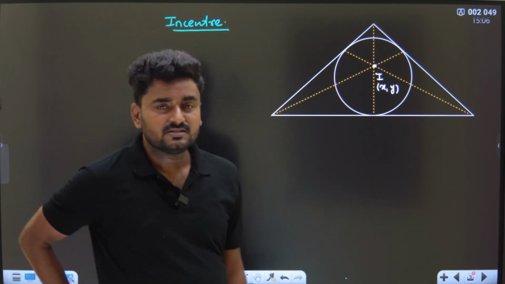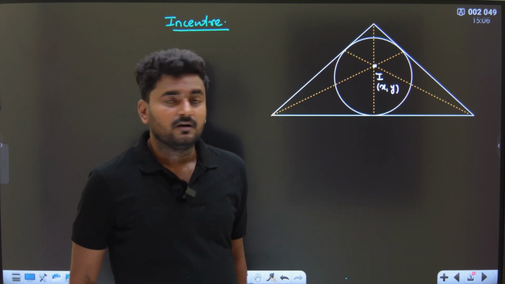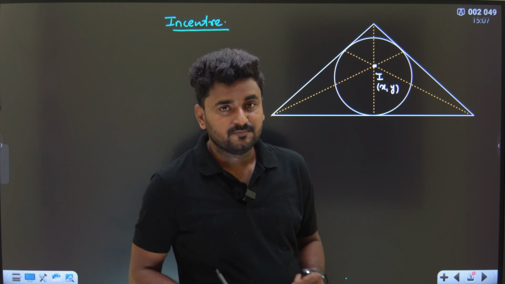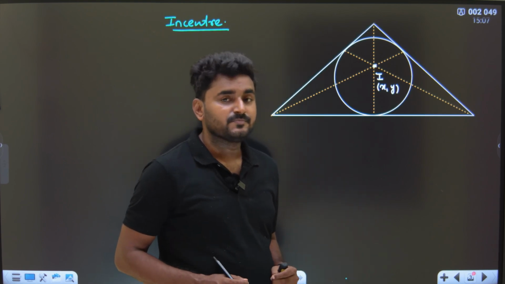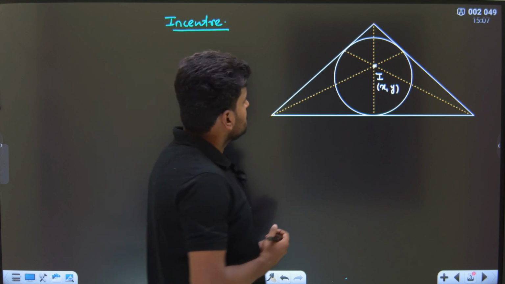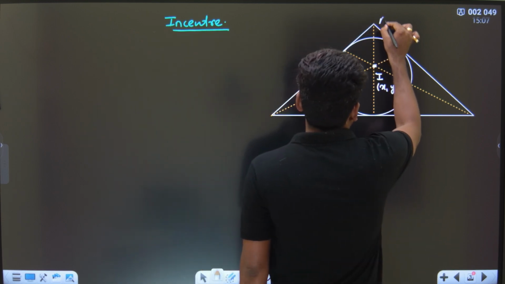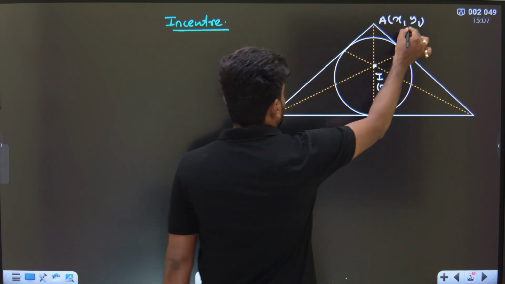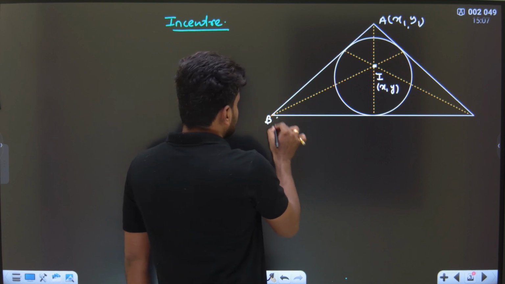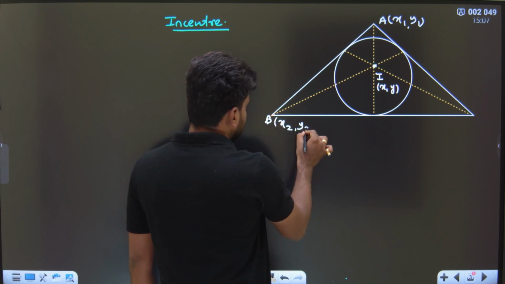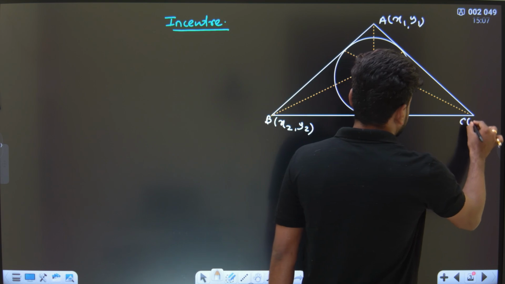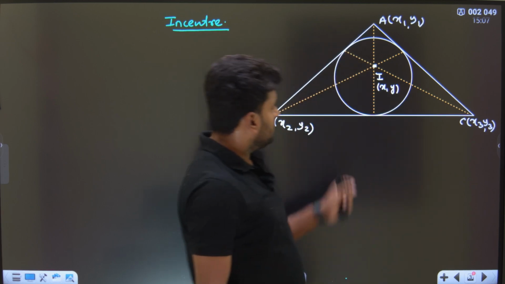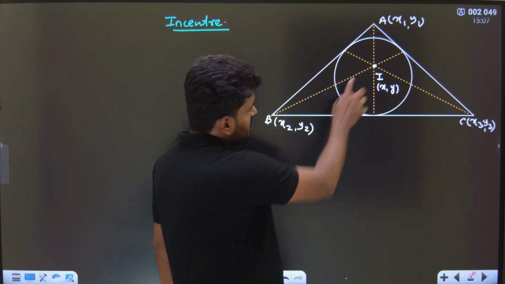This is our internal angle bisector. Where the angle bisectors meet, that point of intersection is known as the incenter. Understand? So suppose this is the triangle whose vertices are x1 y1, the second vertex x2 y2, and suppose the third vertex is x3 y3. And I want to find this I.